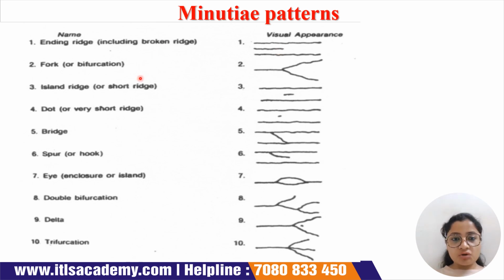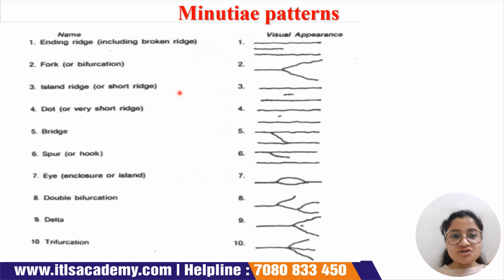Second, we have this fork. Fork means it's having a kind of bifurcation, which is making it look like a fork. So this is exactly looking like a fork, or you can also say it as Y-shaped, isn't it? So there's a bifurcation in the ridge. So that's why it's named as fork.